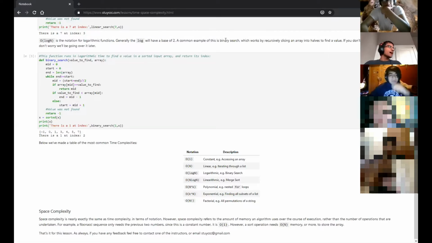Okay. And the gist of it is that it recursively halves the array.